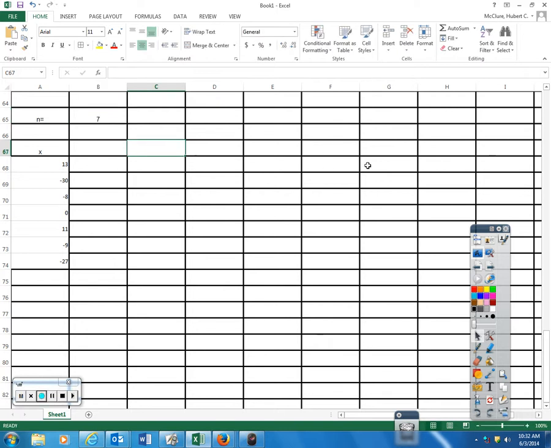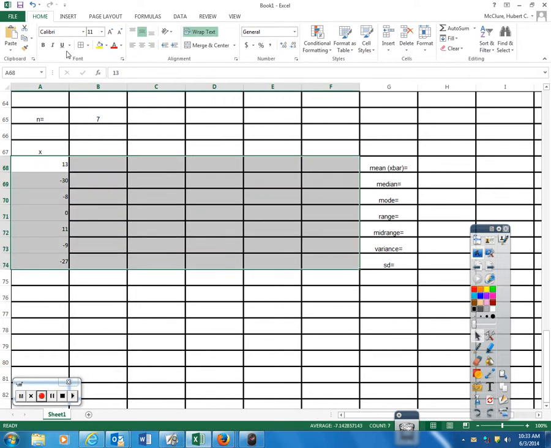And I'm just going to list some things over here on the right. I'm going to list mean, which is x̄, equals. And then median, mode, range, mid-range, variance, and standard deviation. Okay, I'm just going to find all of it because I don't know what they're asking for and I don't feel like looking. So we're just going to do all of it, and I'll give y'all some extra practice.